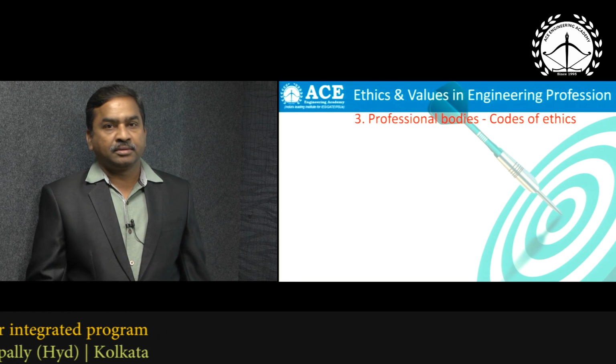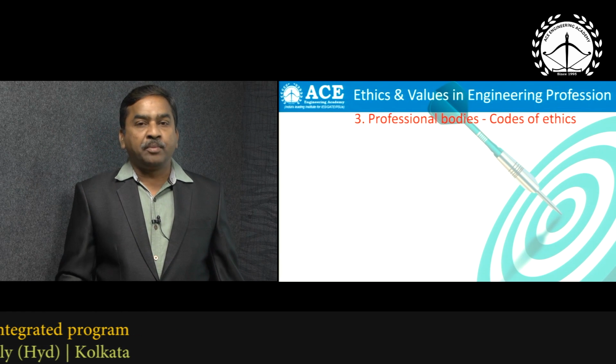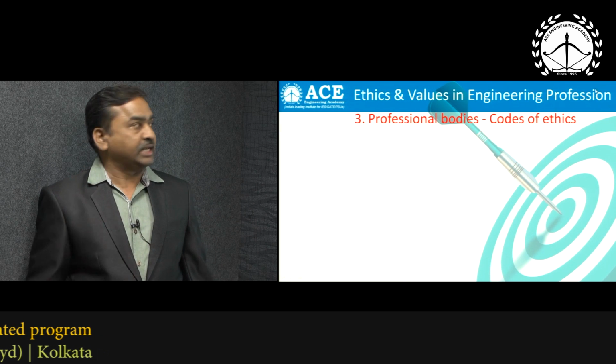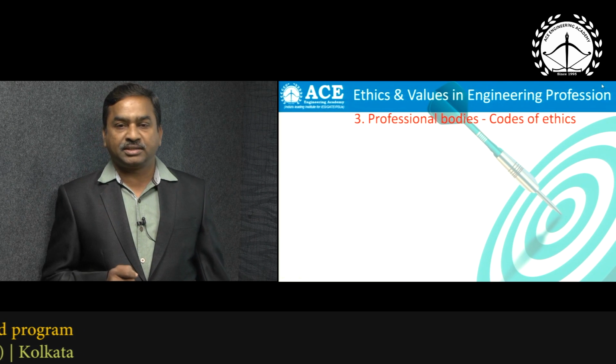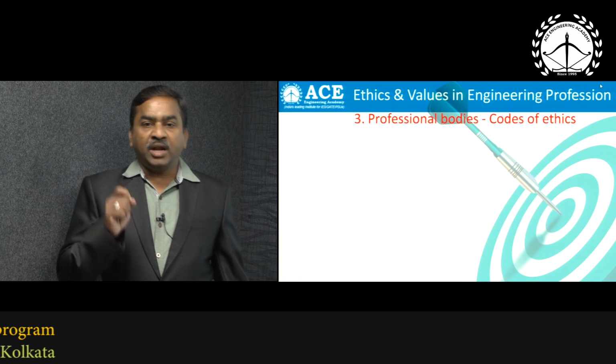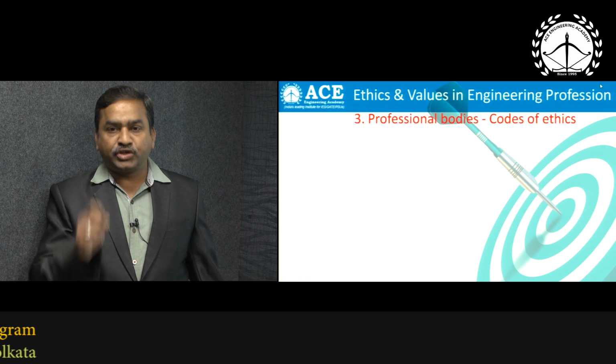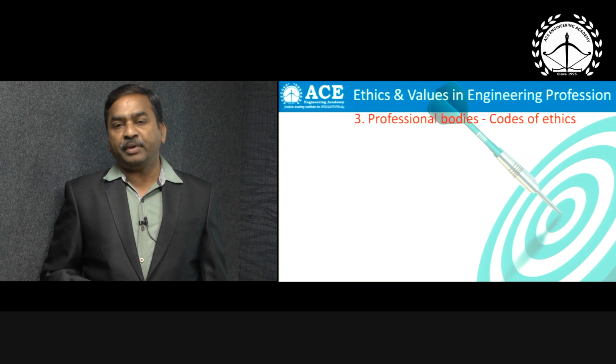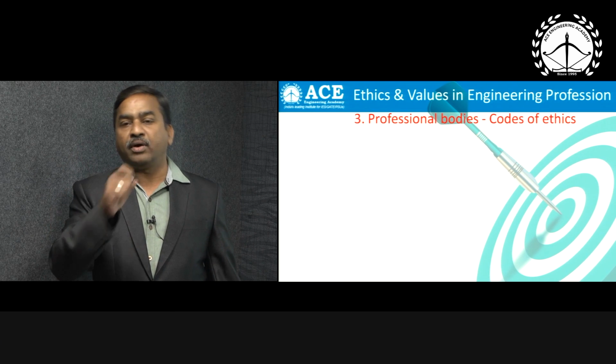The next topic of paramount importance in the whole subject is codes of ethics and professional bodies. Professional bodies are the bodies constituted either by the willing interest of a group of people or by a charter of government. In the second case, it is a legal entity. In the first case, it is a voluntary entity. Get the difference between these two, please.